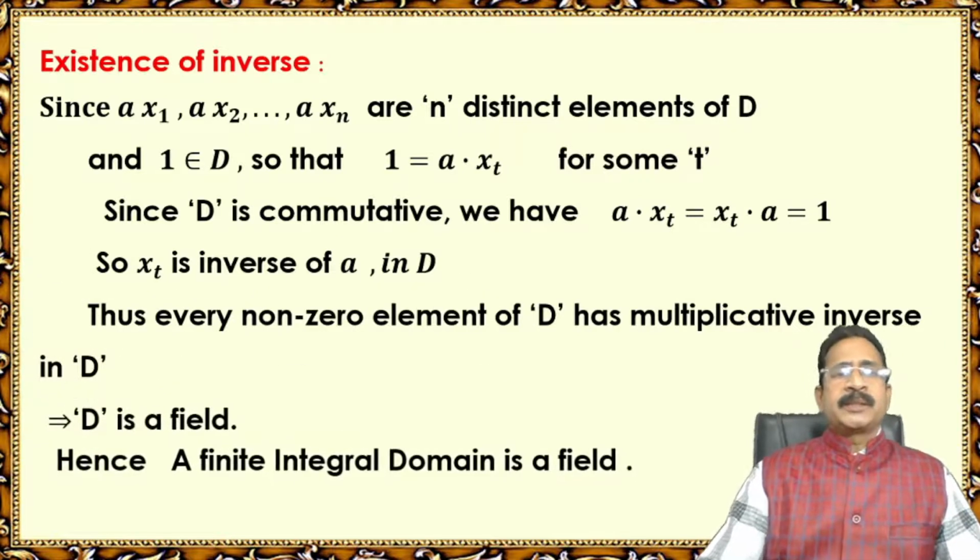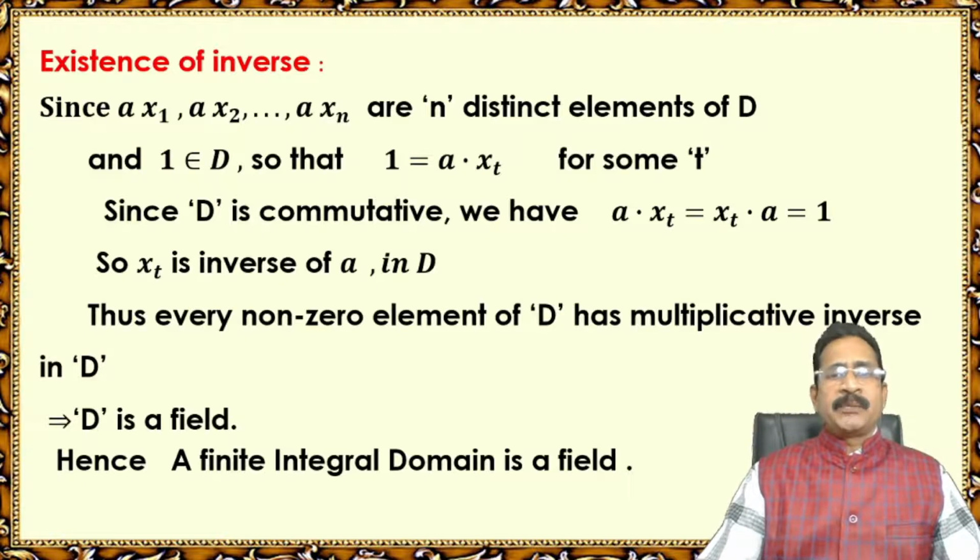So this implies D is a commutative ring and has a unity, and every non-zero element of D has a multiplicative inverse. So this implies D is a field. Hence a finite integral domain is a field.